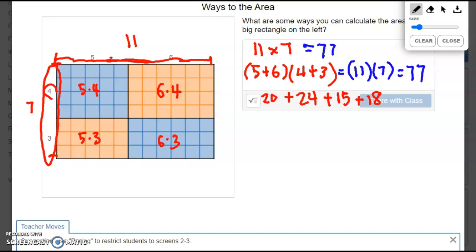Well, let's see. 20 plus 24 is 44. 44 plus 15 is 59. 59 plus 18 is indeed 77. Okay, so it all worked out to be the same. It did not matter which way we did it. Well, does it really make sense? Well, it's true. It makes sense because the big area is really, you can think of it as the sum of all these little rectangles, or you can think of it as just a big length times big width being multiplied together.